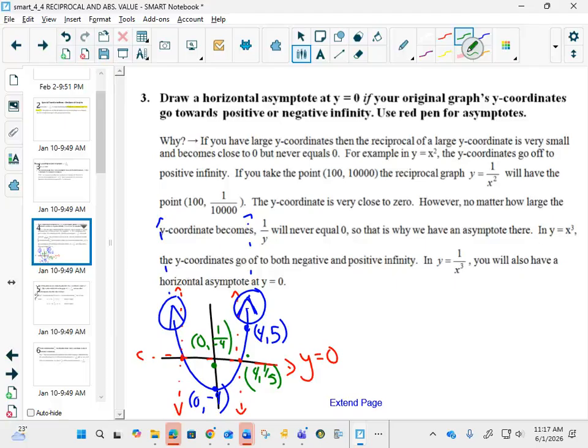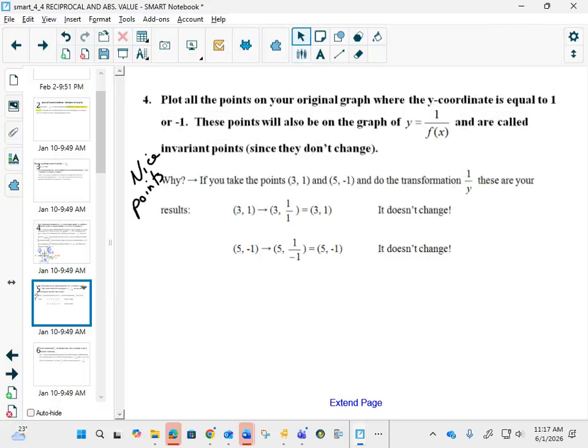Now, steps 4 and 5 go through some specific things. They say if you have y values of 1 or negative 1, they're not going to change, right? Because if you do 1 over 1, you still get 1. If you do 1 over negative 1, you still get negative 1. So these are called invariant points.